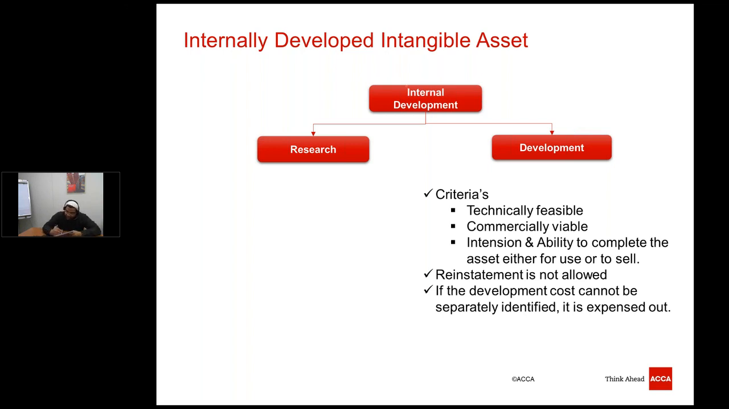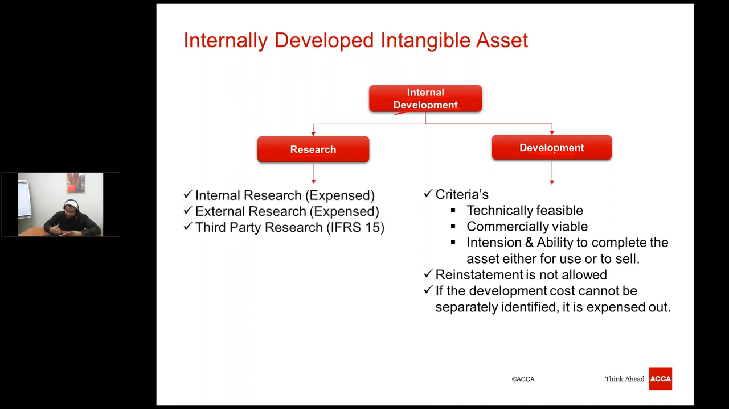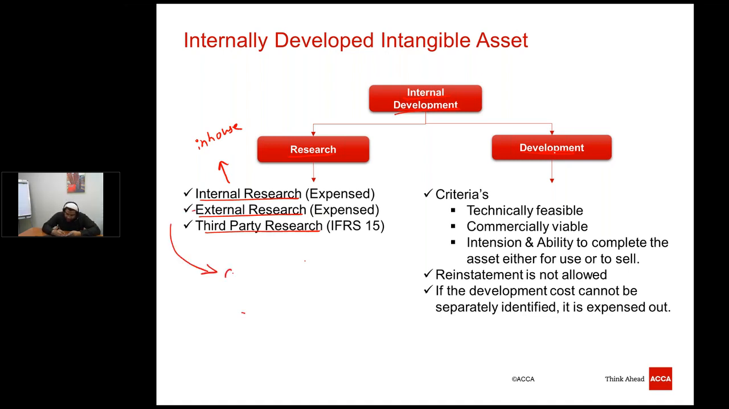Now let's see, if we are internally developing an asset, there are two phases, a research phase and a development phase. Research is of three types: internal, external, and third party. What is internal research? In-house research. What is external research? Outsourced research. And what is third-party research? This is something done for a customer.